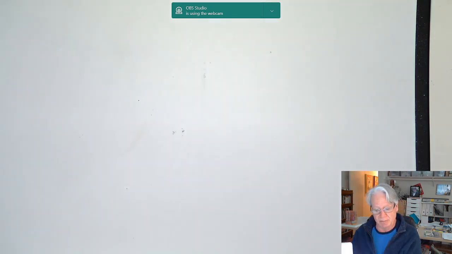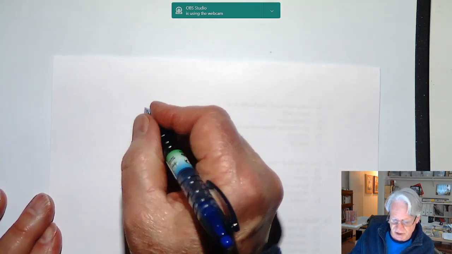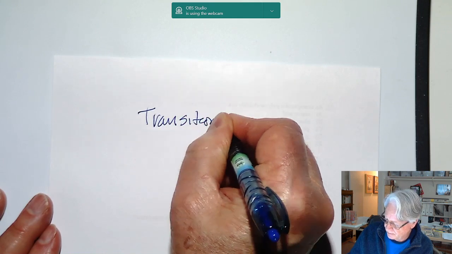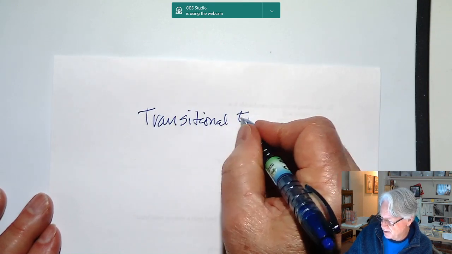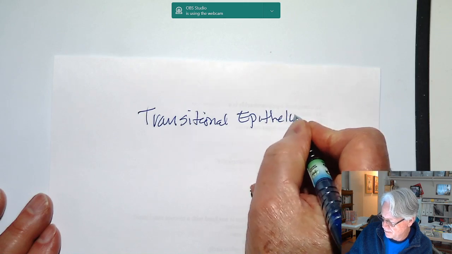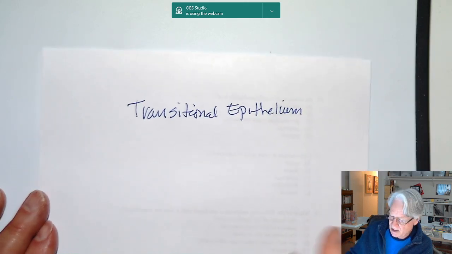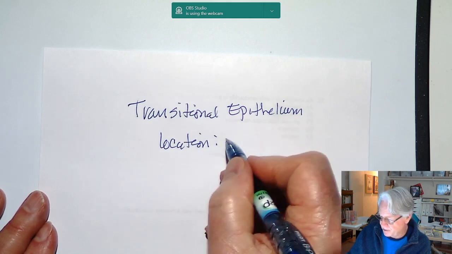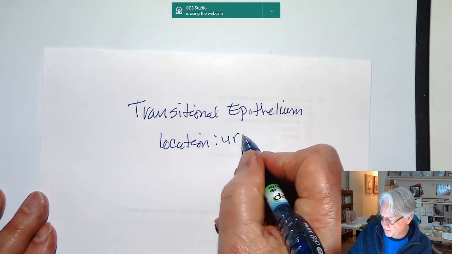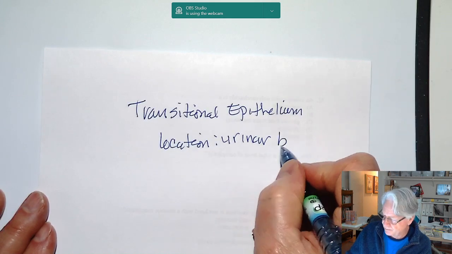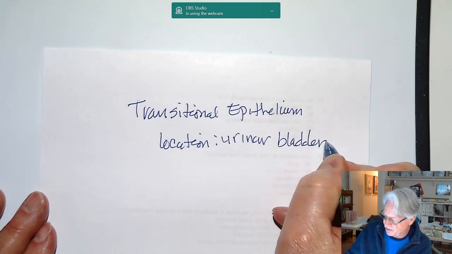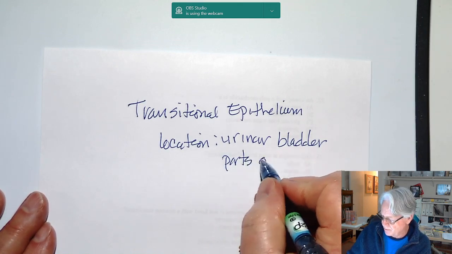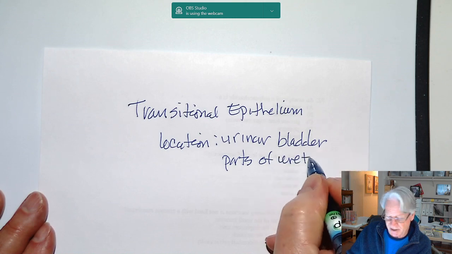You'll understand, I'm sure. So, transitional epithelium. Location: only one location, the urinary bladder. Now, I'm about to make myself a liar here, but I'm going to explain why I'm going to give myself a pass on this.